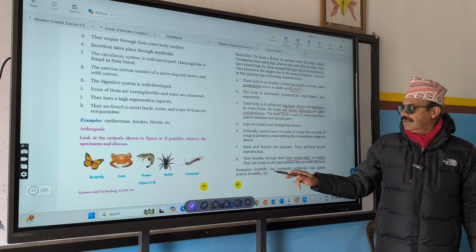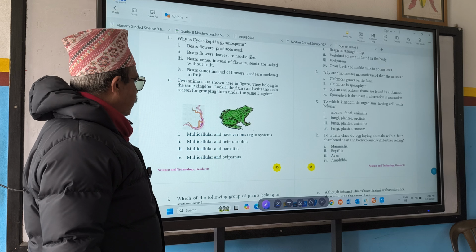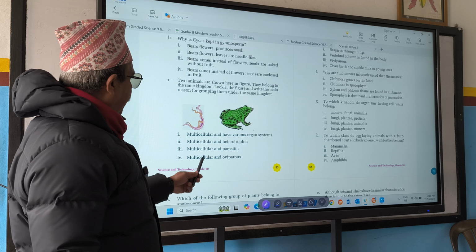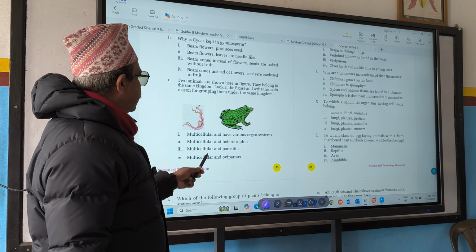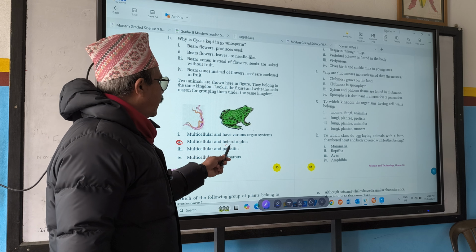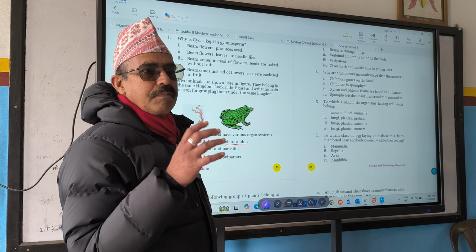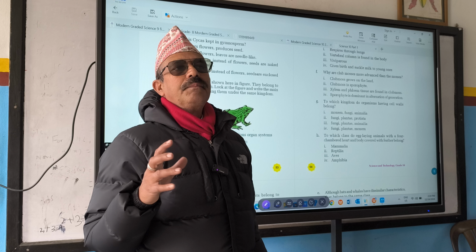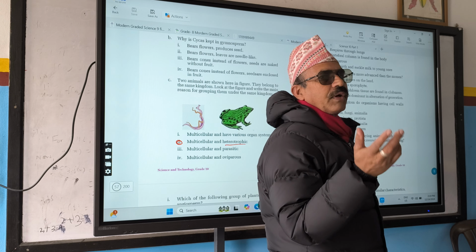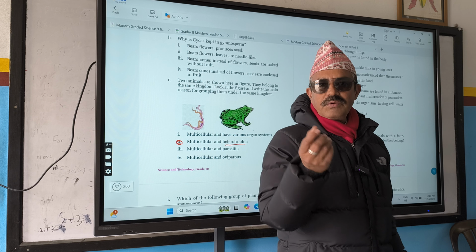Multicellular, have various organ systems. Multicellular and heterotrophic. Multicellular and parasitic. Multicellular and oviparous. Which one is correct? Oviparous? Actually, animal kingdom means there are viviparous also. Then this is multicellular and heterotrophic. They contain many cells, and heterotrophic means they cannot manufacture their food themselves, it is obtained from others.